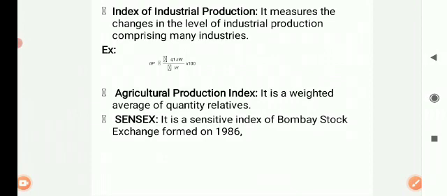I hope all of you understood the meaning and the types of various index numbers. With this, let us stop our today's discussion. The remaining part of the same topic we shall discuss in the next video lecture.